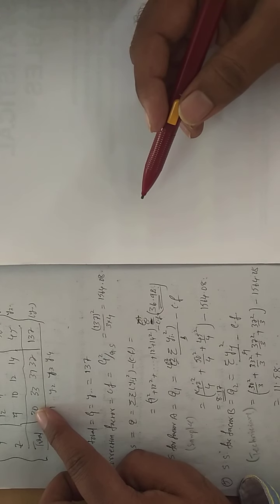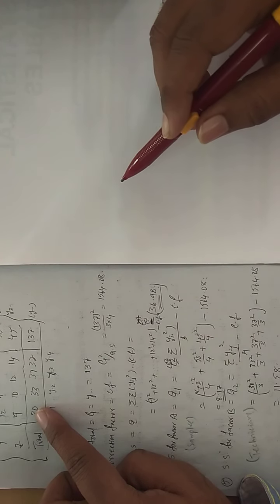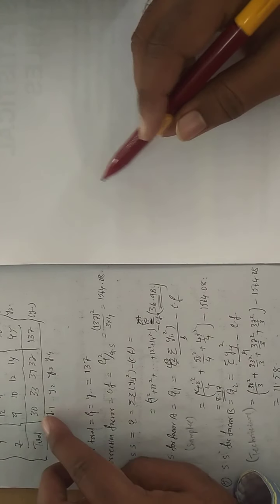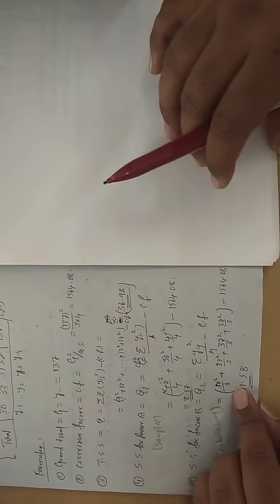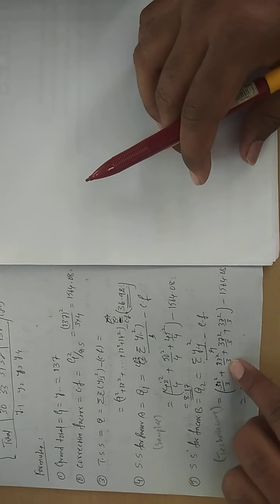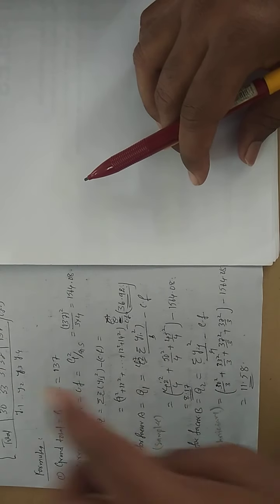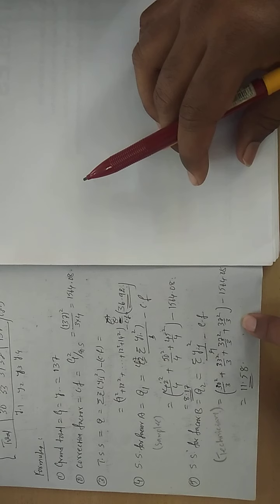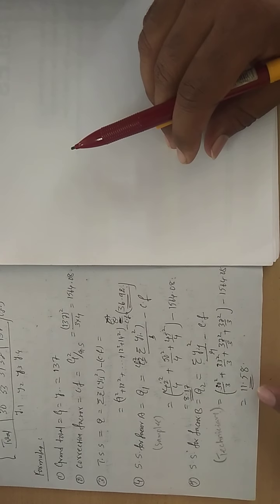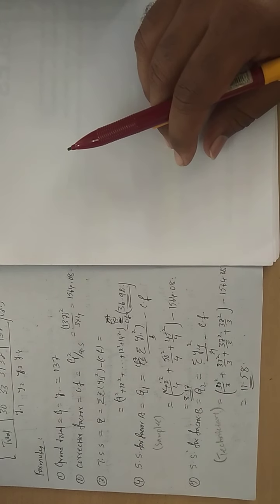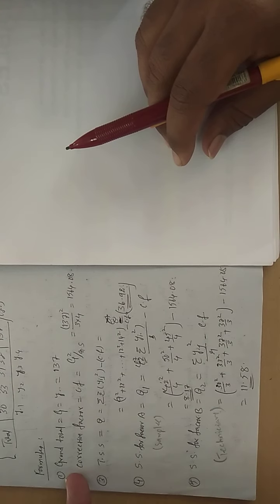Now the divisor is what? The number of rows. So how many rows are there? 3 rows. 30 square by 3, 33 square by 3, 37 square by 3, 37 square by 3 minus CF. So how much will you get? 11.58. So how many formulas are over? 5.